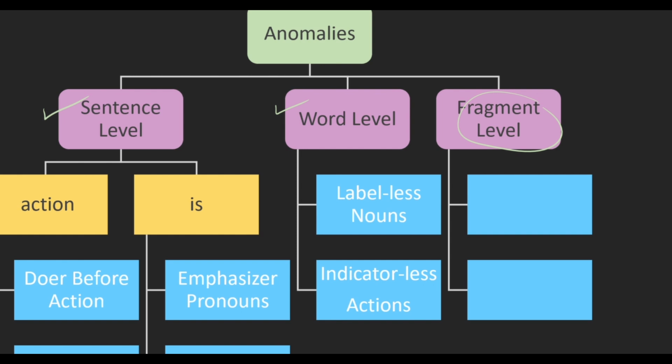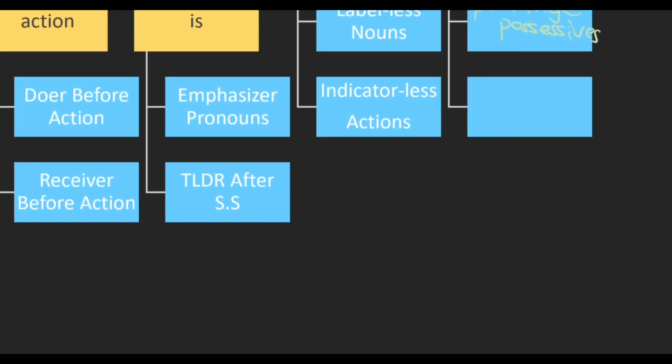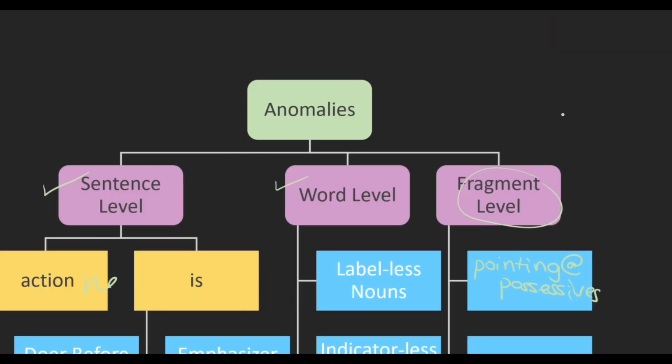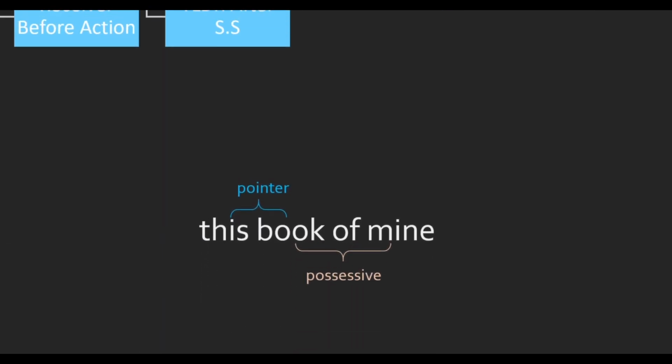Okay, so our first fragment level anomaly is what we're calling pointing at possessives. Remember what a fragment chain is? A fragment chain is when you have more than one fragment linked together. There's actually one fragment chain that we didn't study back when we studied fragment chains because it's a little bit different, a little bit weird. So we saved that for now. And that is the combination of a pointer and a possessive.